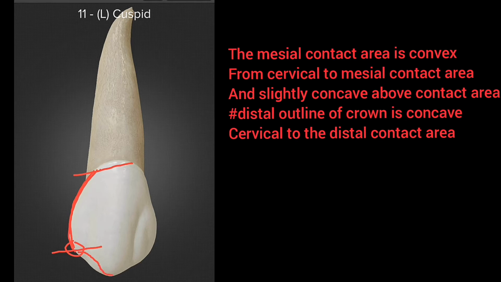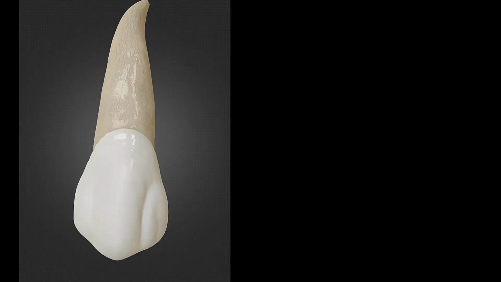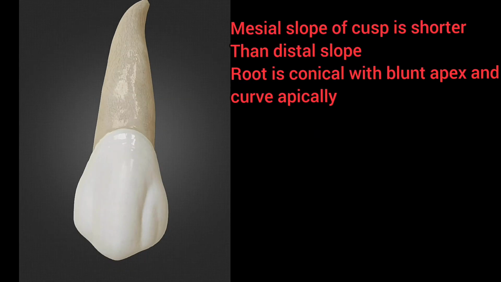So this seems slightly concave above the mesial contact area on the mesial outline, while the distal outline of the crown is concave from the cervical to the distal contact area. So from here, the distal contact area is here and the cervical area is here. This is slightly concave, like a depressed structure, and the mesial slope of the cusp is shorter than the distal slope.